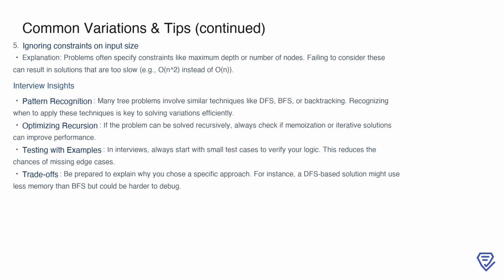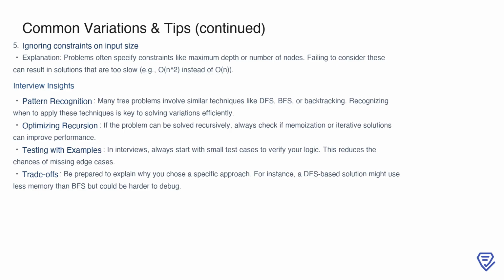Now, let's consider the importance of constraints and some key interview insights. Ignoring input size constraints, such as the maximum depth of the tree or the number of nodes, can lead to inefficient solutions. For instance, a solution with O(n^2) complexity might not perform well under these constraints, so optimizing for O(n) is often necessary.